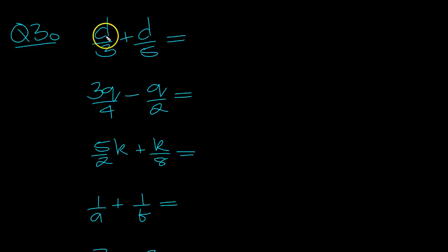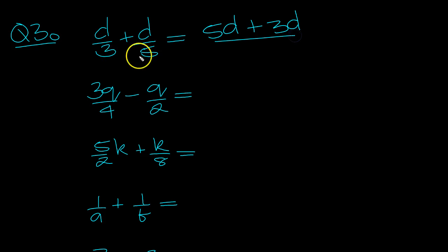Right, let's express these as single fractions then. Let's cross multiply this. 5d plus 3d, cross multiply, over the 3 5s of 15. So we get 8d, don't we, over 15.